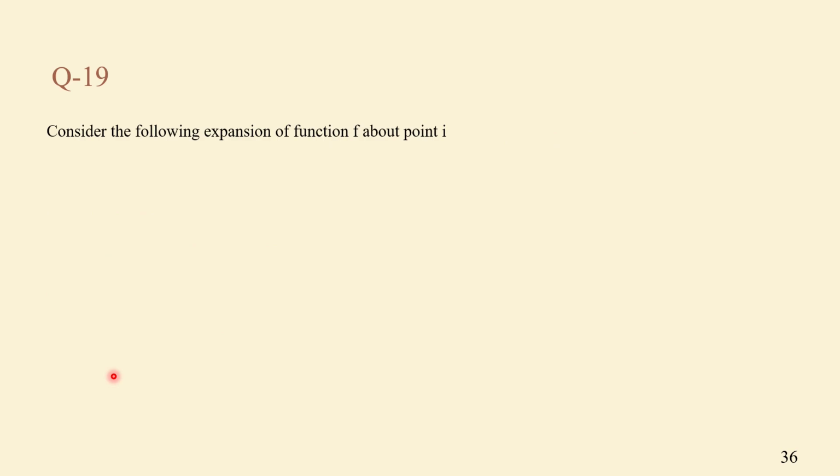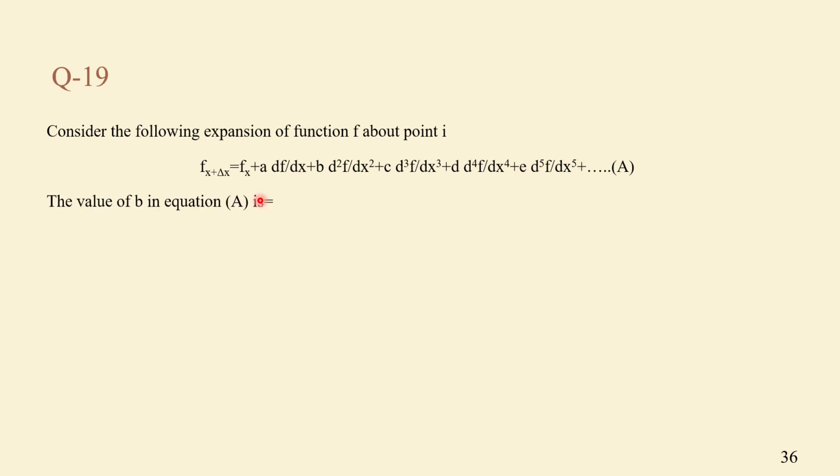Now we'll go to question 9. Consider the following expansion of function f about point i. The expansion is as follows: f of x plus delta x is equal to f of x plus a df by dx plus b d square f by dx square plus c d cube f by dx cube plus d d power 4 f by dx power 4 plus so on. The value of b in equation A is: option A, 2 factorial; option B, 1 by 2 factorial; option C, 1 by 4; option D, none of the above.